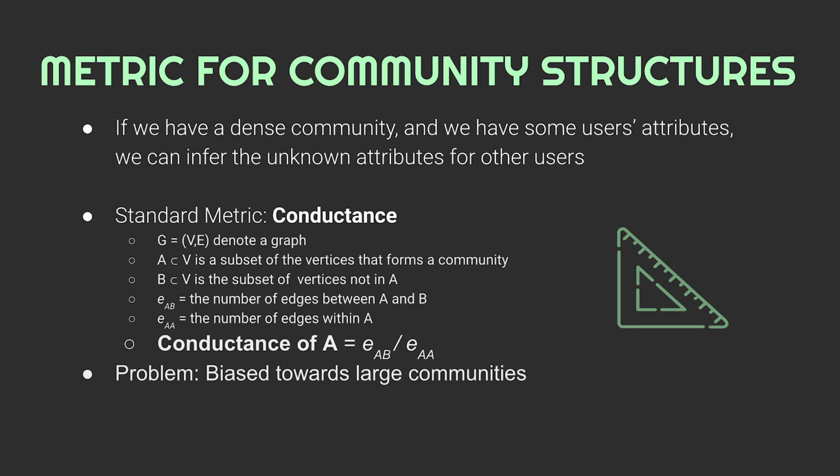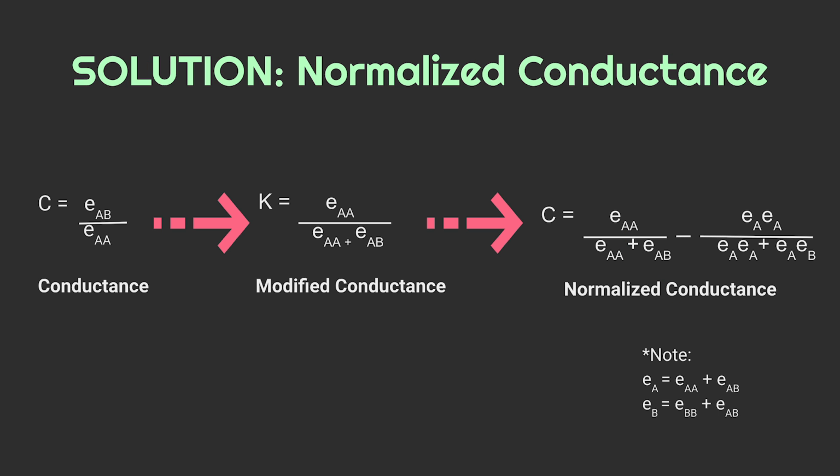However, this method is biased towards larger communities with more edges, and therefore not comparable across graphs of different sizes and densities. So, the solution is to normalize conductance. First, we define a new value k that is a modification of conductance. K is the ratio of edges within A over the sum of total edges for A. Then, to obtain normalized conductance, we subtract k by the expected value of k for a random graph divided into specified communities A and B.